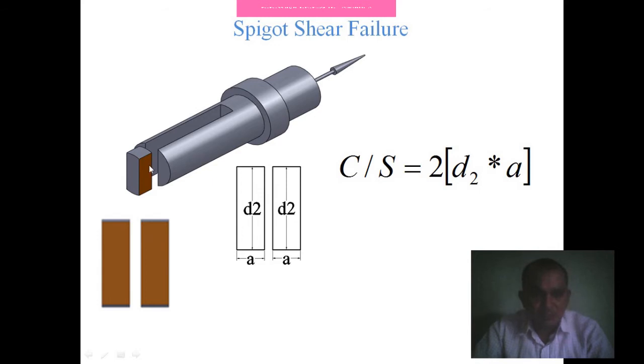D2 is the diameter of this spigot and A is the thickness of this distance, which is from the surface of the spigot to the surface of the Cotter. So you can find this cross-section area: D2 into A plus D2 into A, which means twice D2 into A, the cross-section area for the shear failure. So you can find the shear stress tau, which is equal to force divided by the cross-section area.